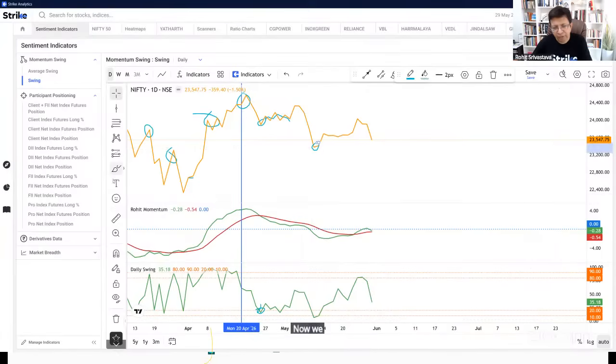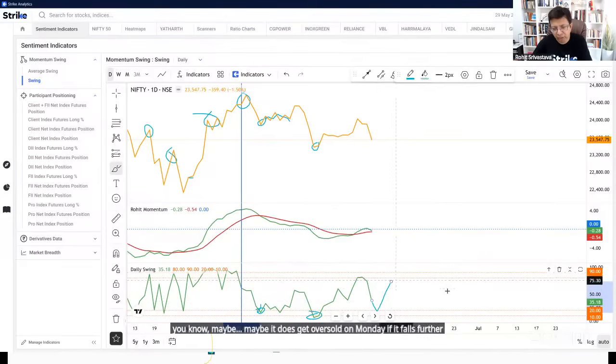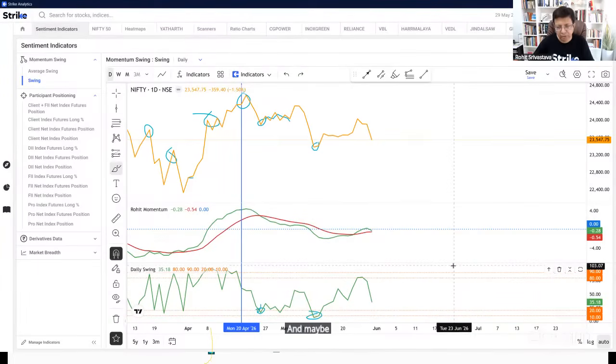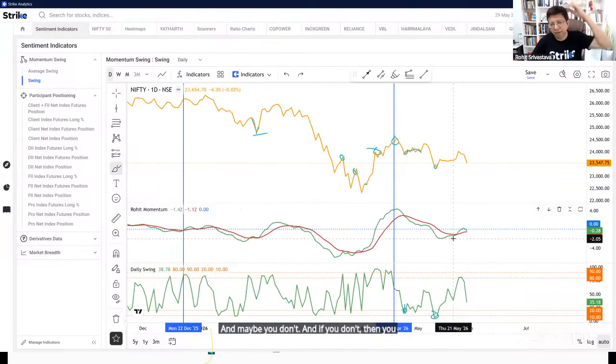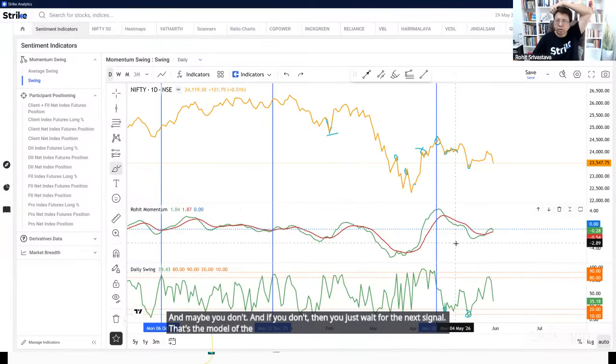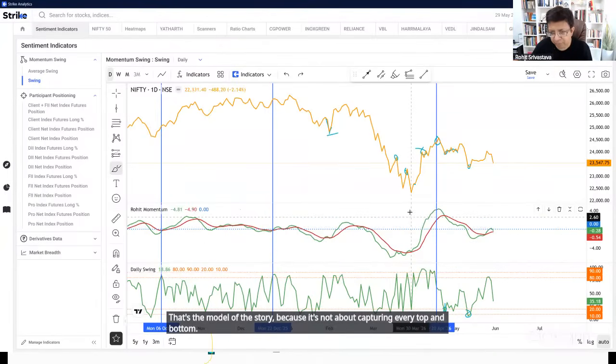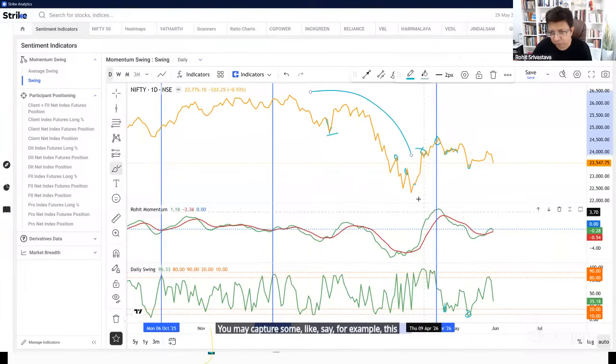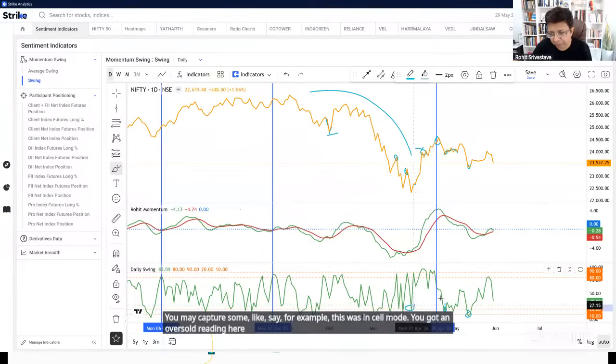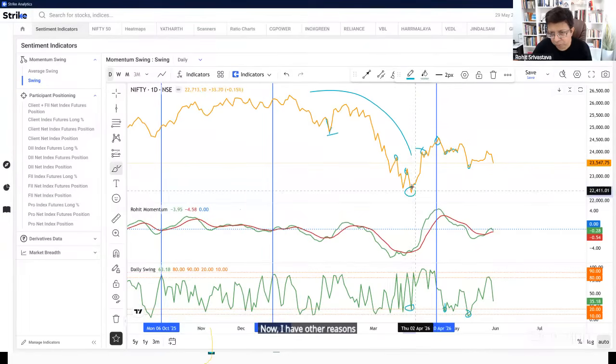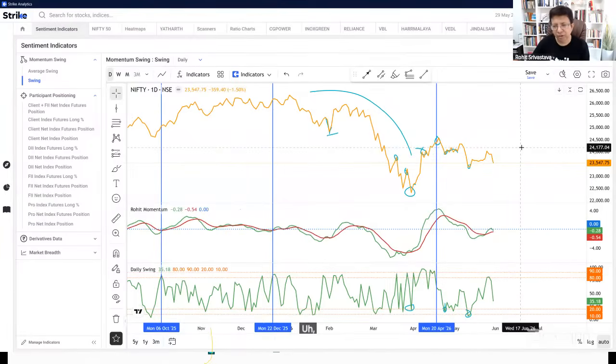Now we are waiting for the next signal to show up. Maybe it does get oversold on Monday if it falls further and you get another signal, and maybe you don't. And if you don't, then you just wait for the next signal. That's the moral of the story, because it's not about capturing every top and bottom. You may capture some, like for example, this was in sell mode. You got an oversold reading here. Would you buy it? Now I have other reasons to be bullish here, whether it's seasonality, wave counts, etc. So I can find other reasons to turn bullish or bearish at certain points in time.